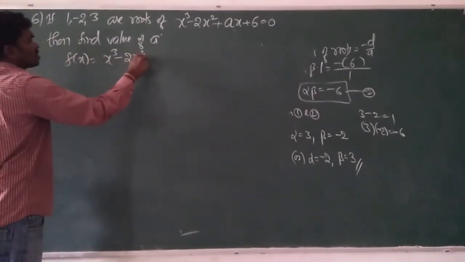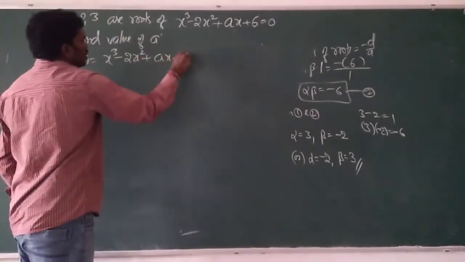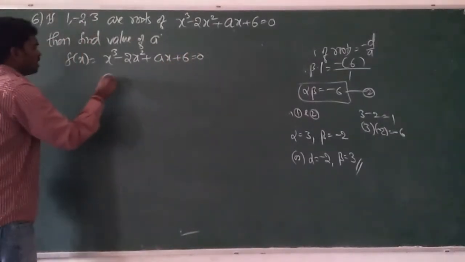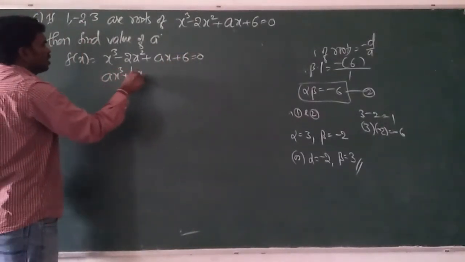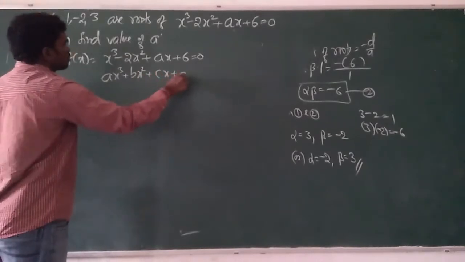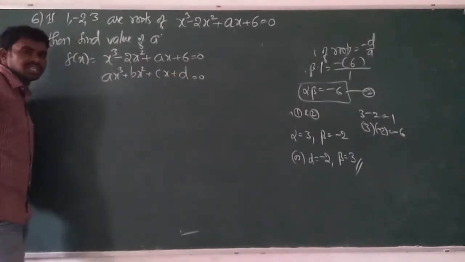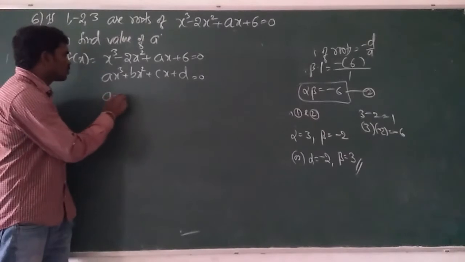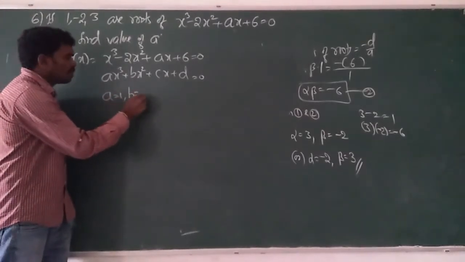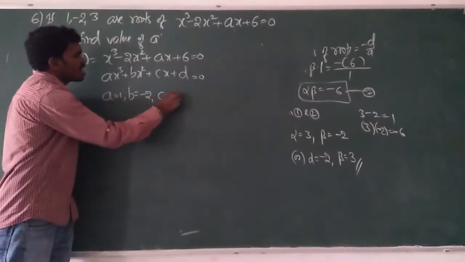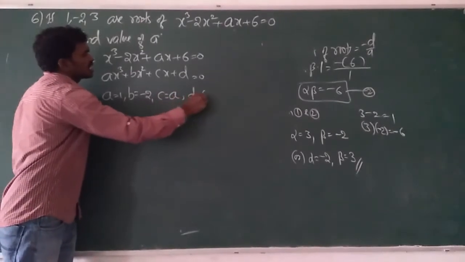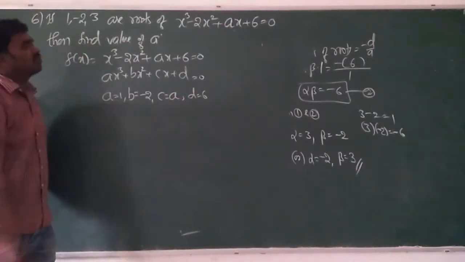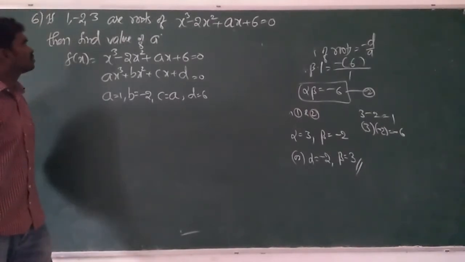First few steps are the same in every question, that is comparing with the general equation ax cube plus bx square plus cx plus d equal to 0. Now tell me what is a? 1, very good. What is b? Minus 2, good. What is c? a. What is d? 6. What roots are given? 1, minus 2, 3.